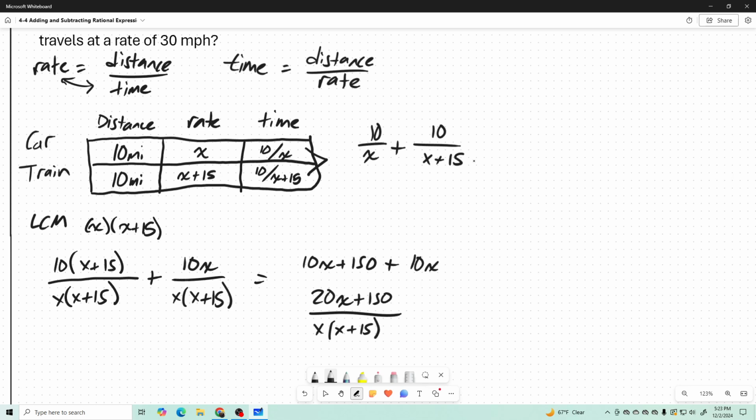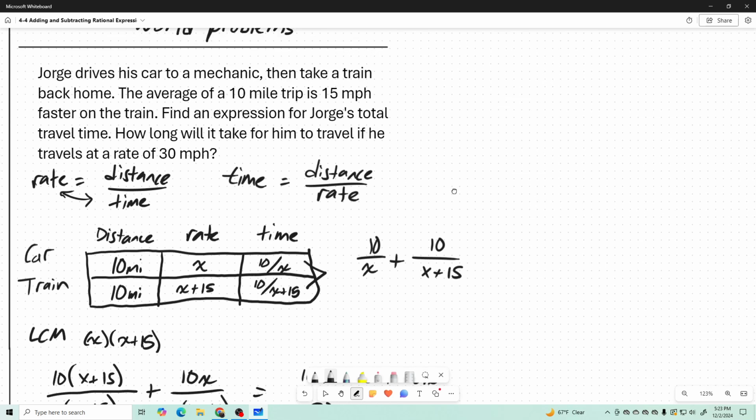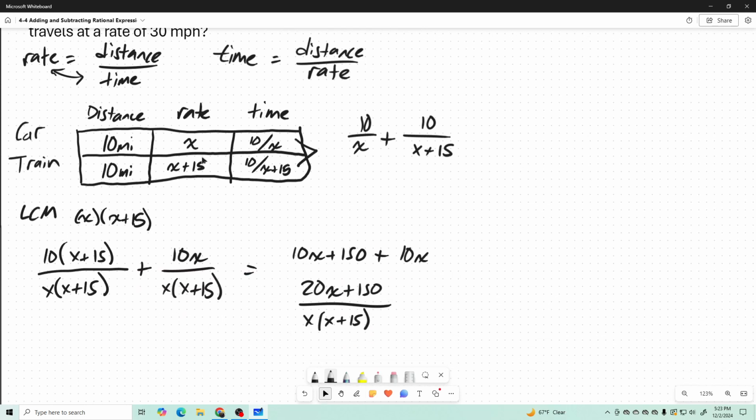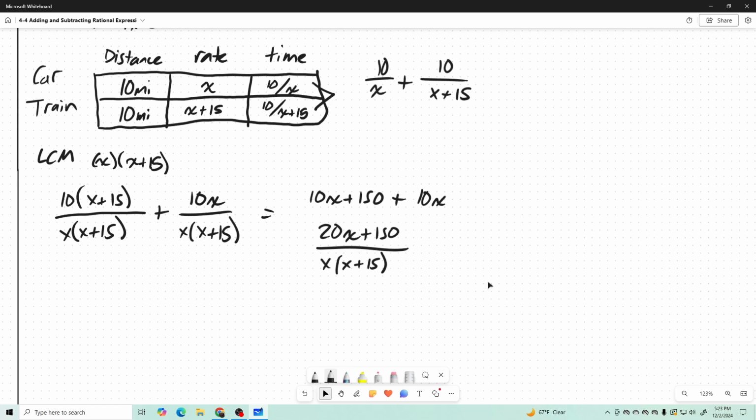Okay, now what they really want to know is how long will it take for him to travel if he travels at a rate of 30 miles an hour? Well, we know that the rate of 30 miles an hour is just x, so we can literally just plug in 30 for x here, and we can get the number. So we're just going to do that. We have 20 times 30 plus 150, and that's going to all be over 30 times the quantity 30 plus 15.